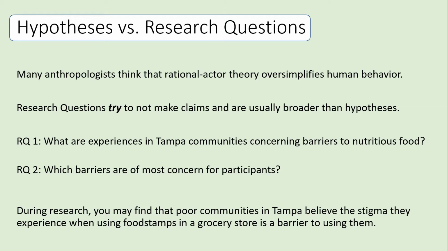So that could lead to the next question: which barriers are of most concern for participants? During research, as an example, you may find that poor communities in Tampa believe the stigma they experience when using food stamps in a grocery store is a barrier to using them. If they have to, for instance, open up their purse or their bag and pull out food stamps and have to negotiate with a cashier or a grocery store clerk over, does this food stamp apply to this food good? That may, for instance, make people look at them and judge them for being poor, in a sense. That has been found in the literature as a barrier.